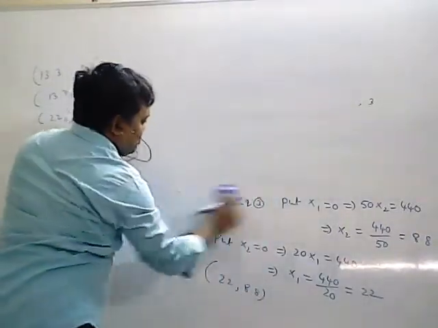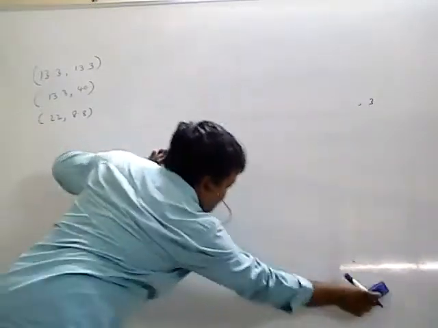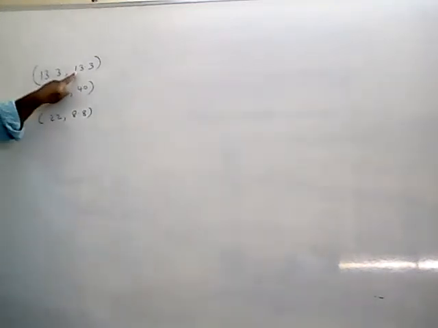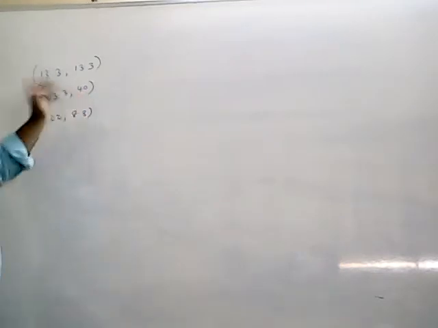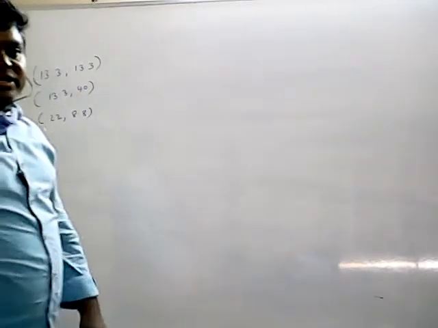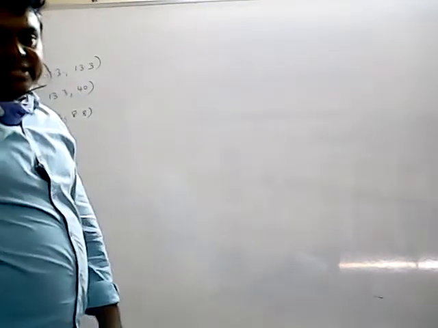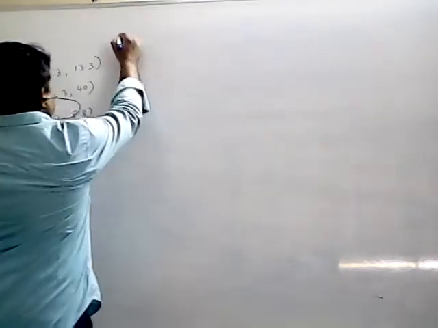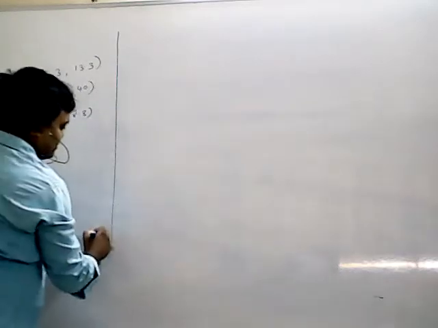So draw the graph. How to draw the graph? See the x1 values. What is the highest x1 value? x1 highest value is 22. In x2, what is the highest value? Highest value 40. So the scale should be up to 40 on both sides. Both sides you can take 40. So 5 you can take 6. Scale is your wish. You can consider anything. So I will draw the scale now, I will draw the graph.